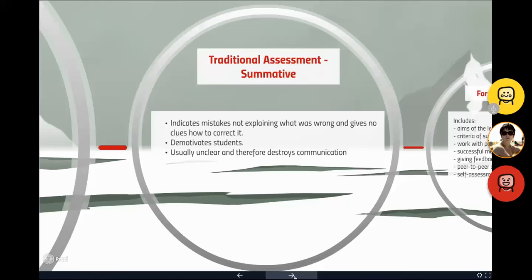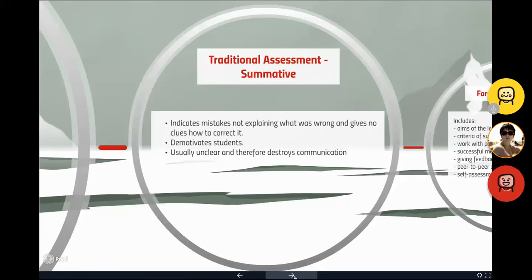And just a grade itself is usually unclear and therefore destroys communication, because students may get offended. They feel that the teacher wasn't just, that the grade was not the right one, that they did their best, which actually may be true, and they simply weren't understood, and that's the whole thing about.